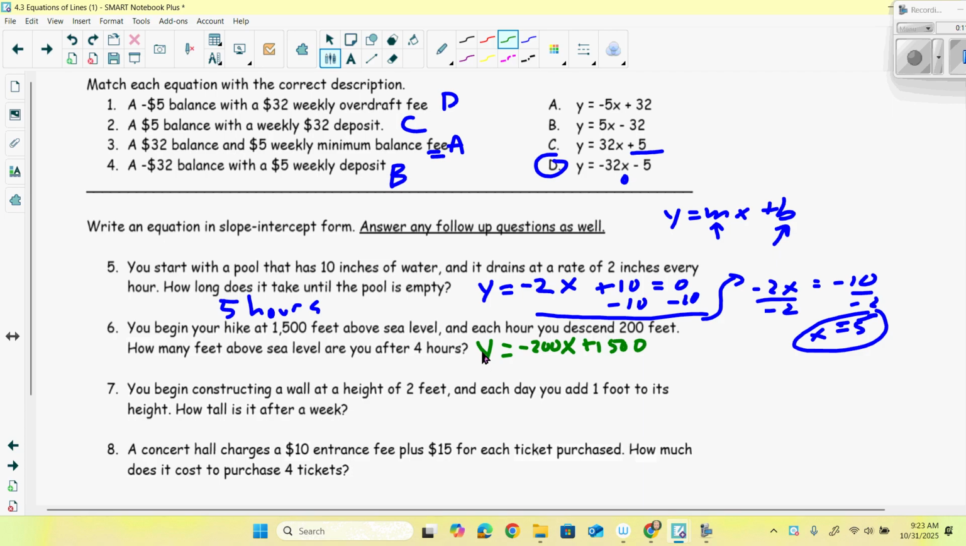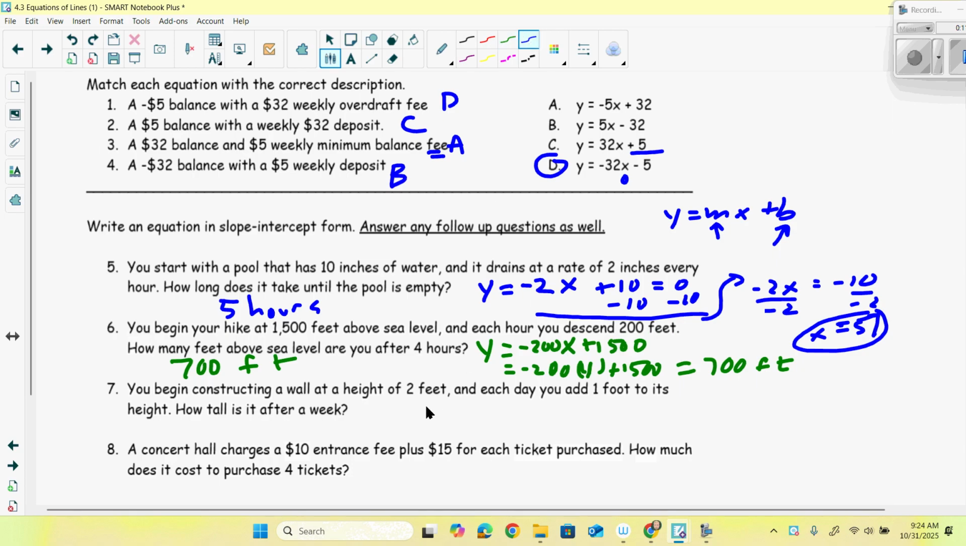Well, this tells me where I'm at, my height, and this x is hours. So if I plug in 4 hours, negative 200 times 4 is negative 800. You take away 800 from 1,500, you get 700 feet. And I should really put units on this other one too. Good enough. 700 feet.